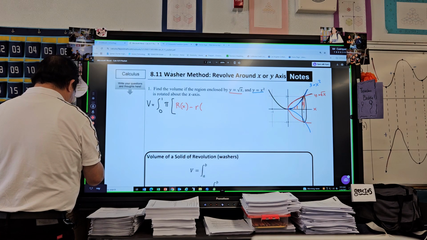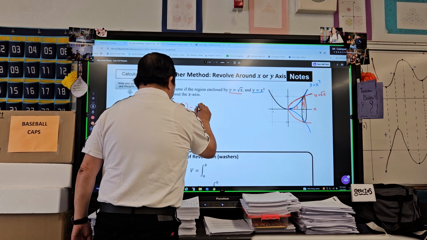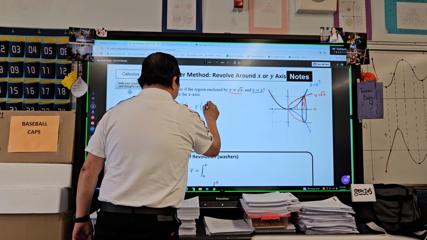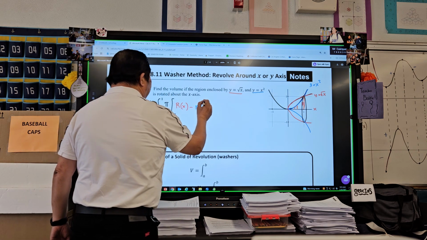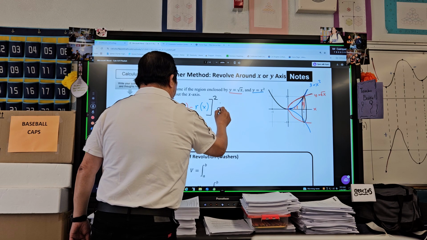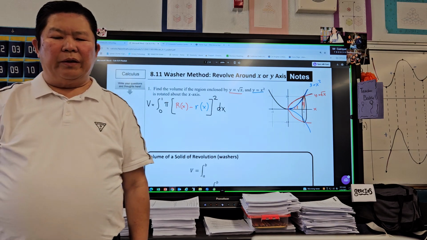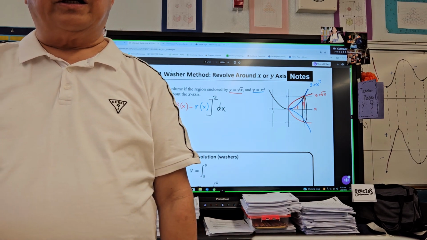But the r of x, the small one, is the blue color, right? I'll change the color into blue. And then square, dx. Okay, before we continue, any question, clarification?